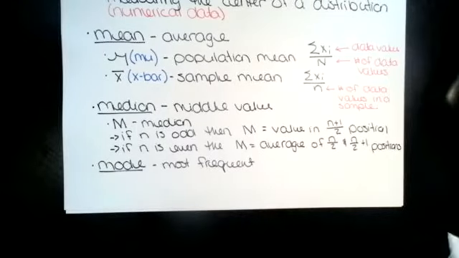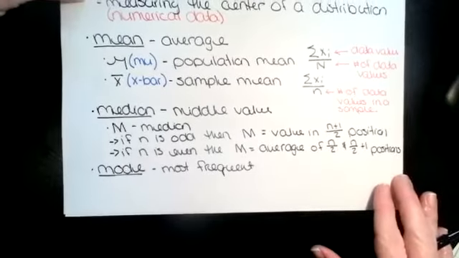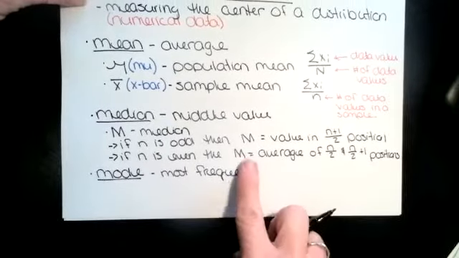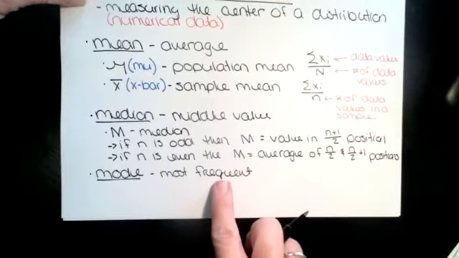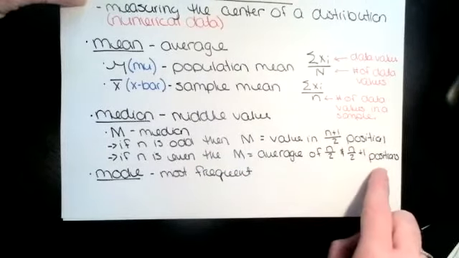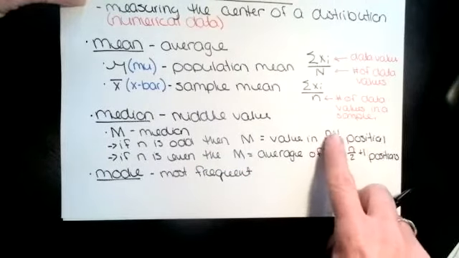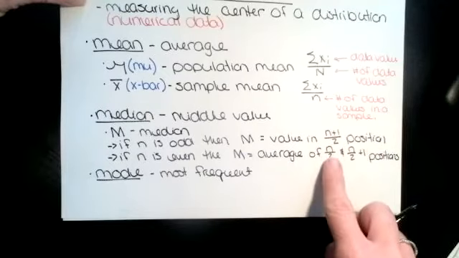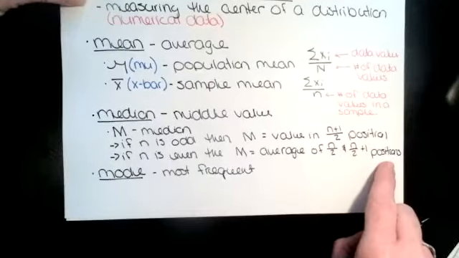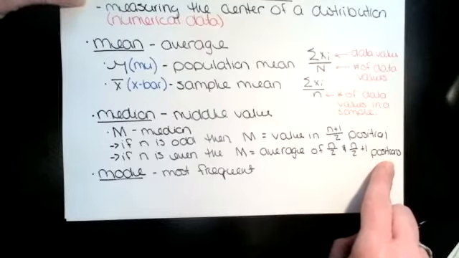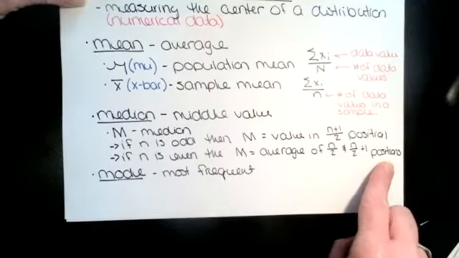Any questions on that before I look at an example? What's the last word after the equations? Position. Yep. N plus 1 divided by 2 position, and n divided by 2 and n divided by 2 plus 1 positions. Yep. All right.